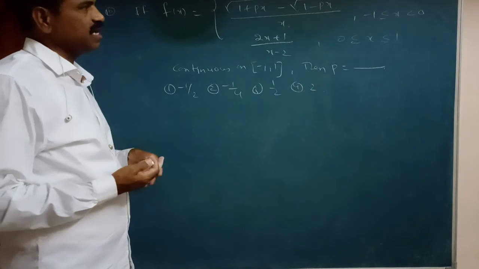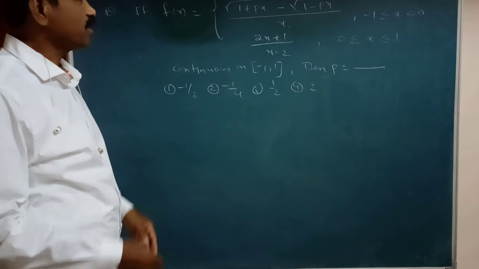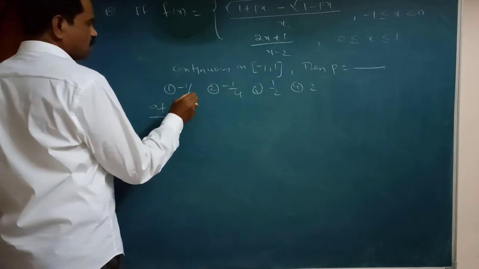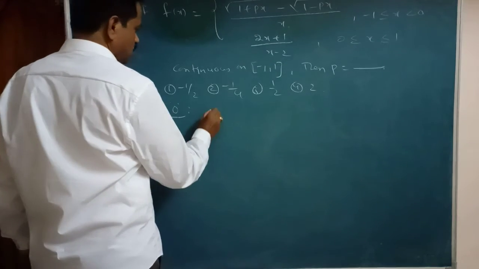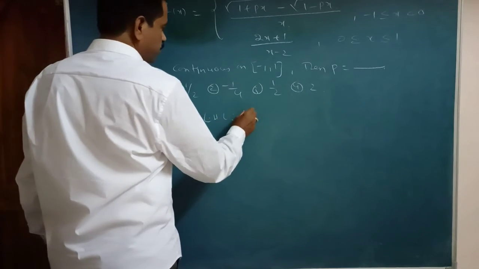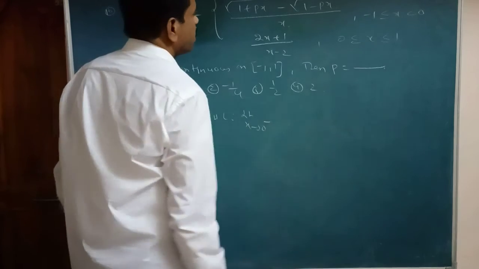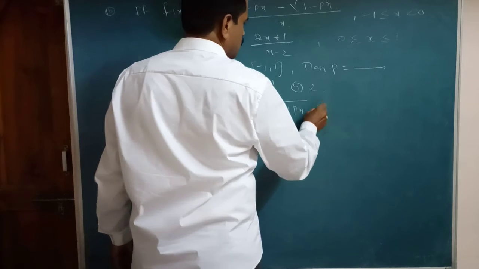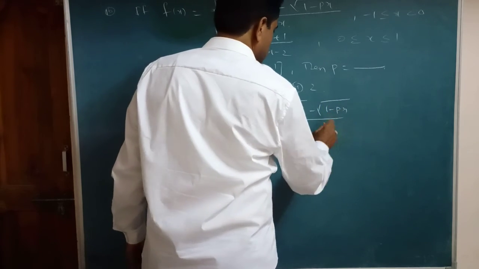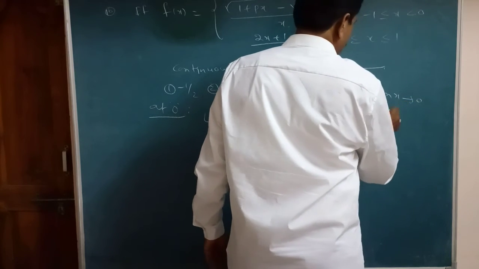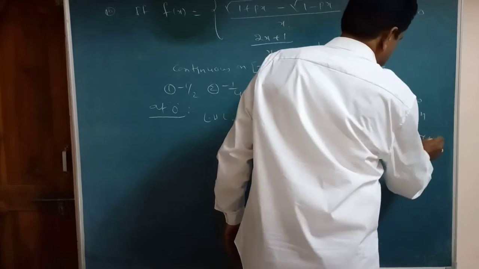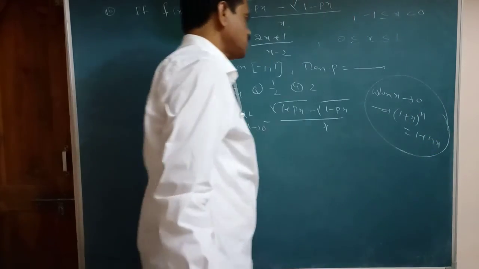Here we can check it at 0. Okay na? Continuous at 0. At 0 we check here. Limit x tends to LHS we find out here. Limit x tends to 0 minus, x less than 0. What is the function here? Root of 1 plus px, root of 1 minus px by x. We know that when x tends to 0, 1 plus x whole power n equal to how much here? 1 plus nx.